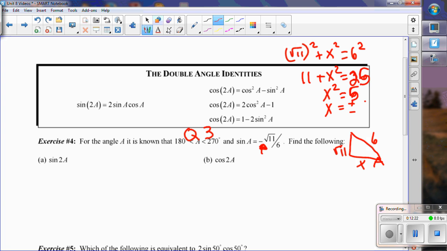Oh my goodness, hold on. What a mess. All right, so we have 11 plus x squared is 36. Sorry, guys. Subtract 11, we get x squared is 25. We take the square root, and we get x is plus or minus 5. So we know that this down here is 5 or negative 5.